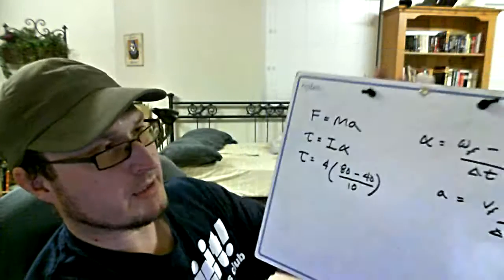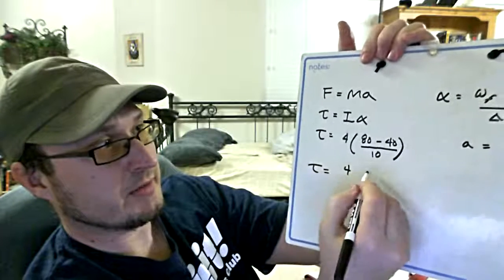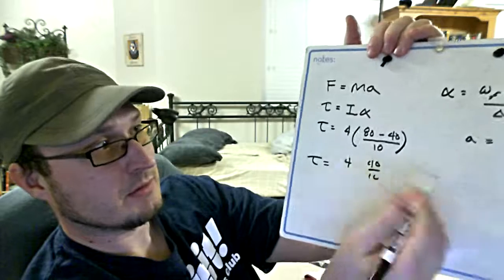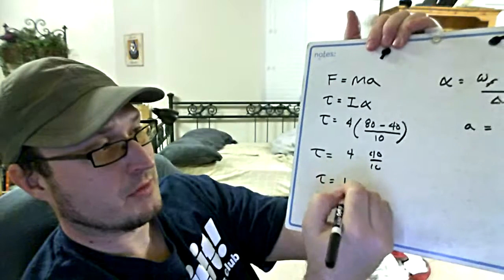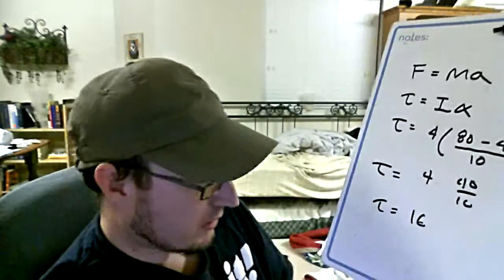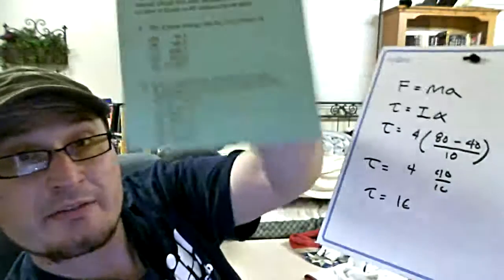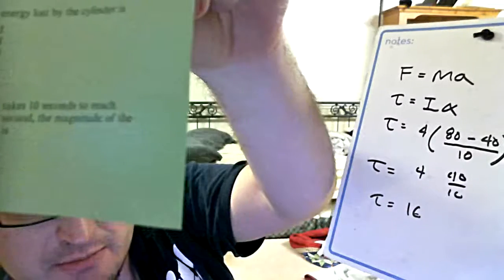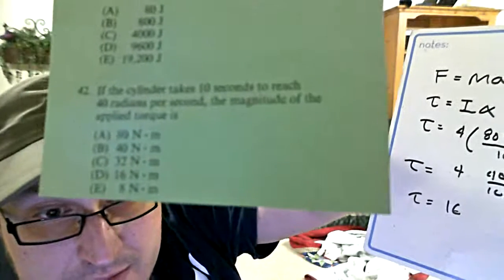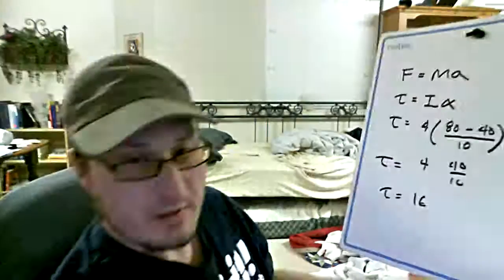So anyways, very, very simple problem. You just carry this out here and you get 40 over 10, and you just get 4 times 4. Torque equals 16, whatever those units are on torque. It gives us Newton meters, right? And so we do have an answer there that matches up with 16, and it is answer D. 16 Newton meters. So we got that one.